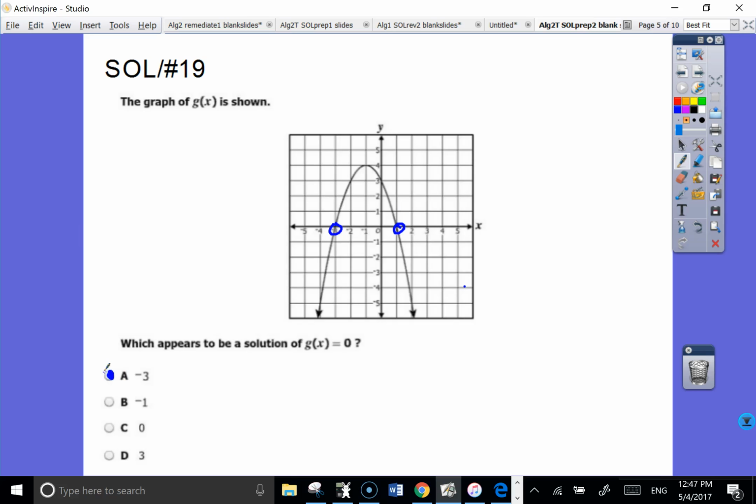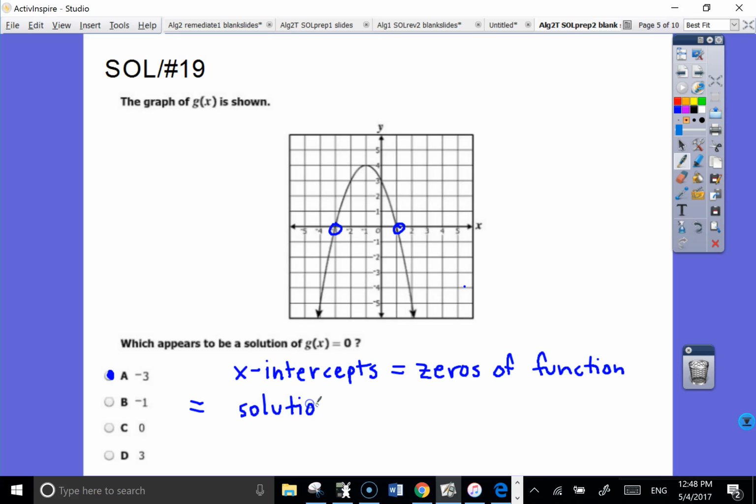And again, this is not new, but the important part of this is to make sure you understand that the x-intercepts of a graph are the same thing as the zeros of a function, are the same things as the solutions to the equations, are the same thing as the roots.